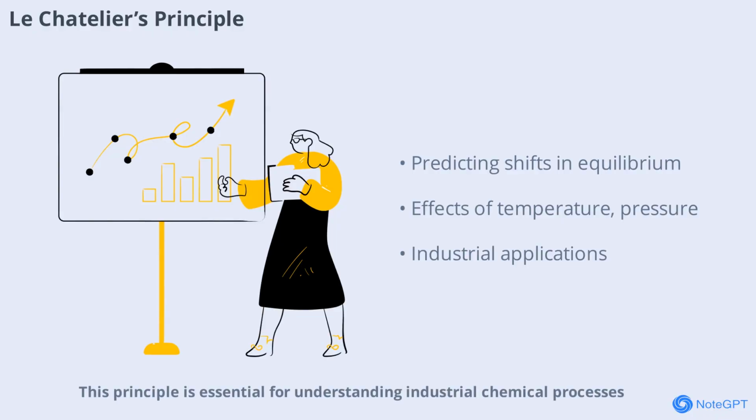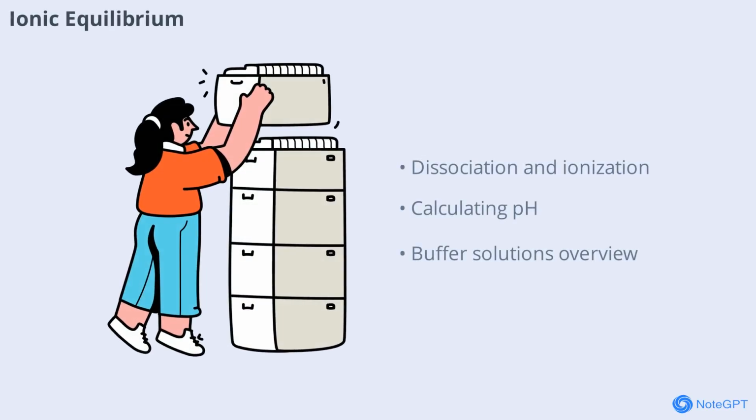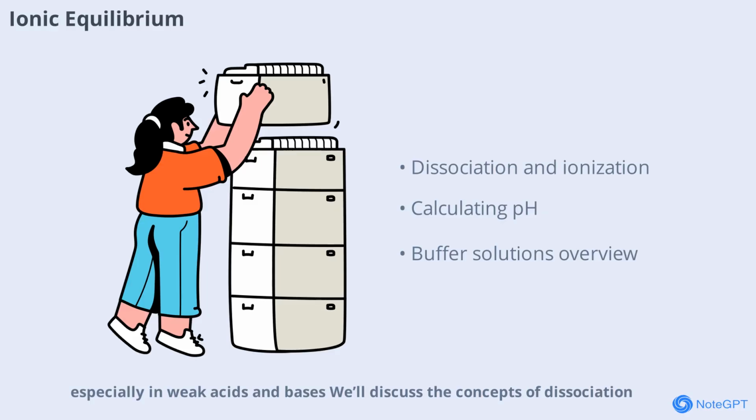This principle is essential for understanding industrial chemical processes. Ionic equilibrium deals with the behavior of ions in solution, especially in weak acids and bases. We'll discuss the concepts of dissociation, ionization, and the calculation of pH. Understanding ionic equilibrium is crucial for topics like buffer solutions, solubility product, and titrations. We'll also look at how to use the Henderson-Hasselbalch equation for buffer calculations.